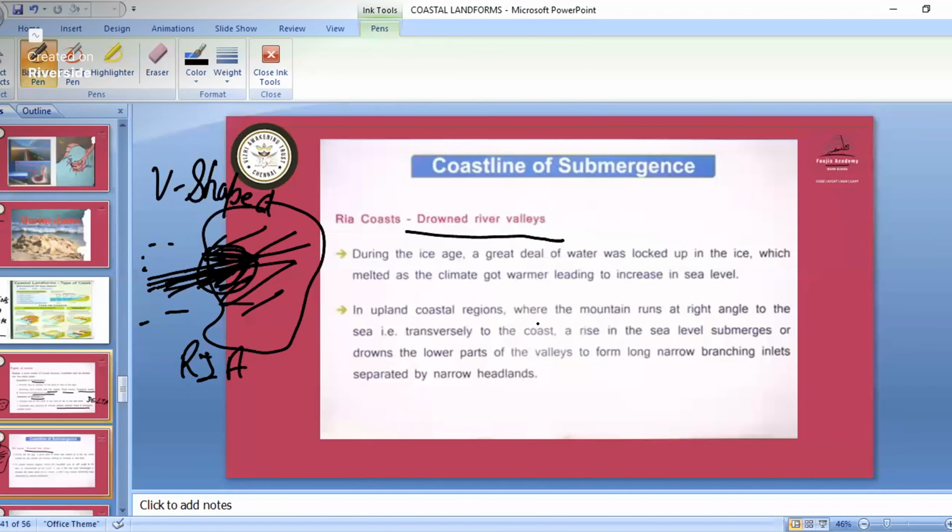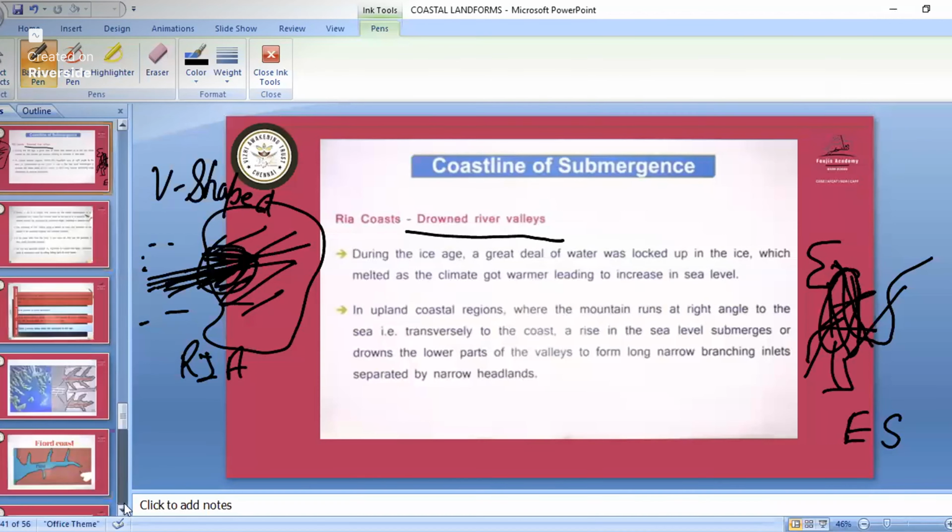In the upland coastal regions where the mountains run at right angles to the sea area, that ria coast we can see on the India map. On this side, all those land coasts are estuarine coasts. Then on this side, where we have the V-shaped valley and the sea water has come and mixed there, the V-shaped valley has gone down. So that is known as the ria coast.